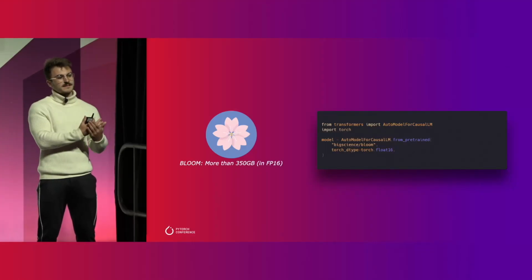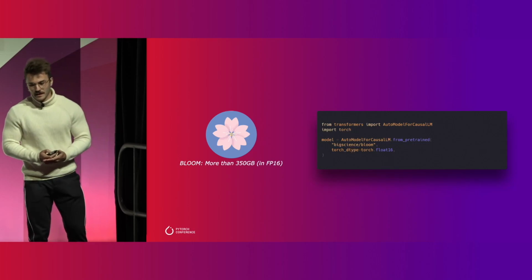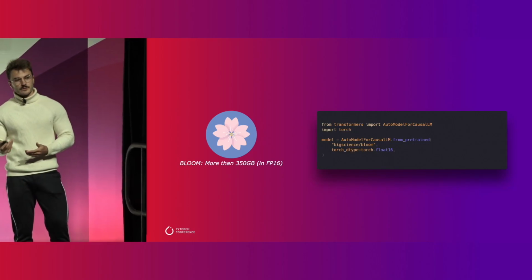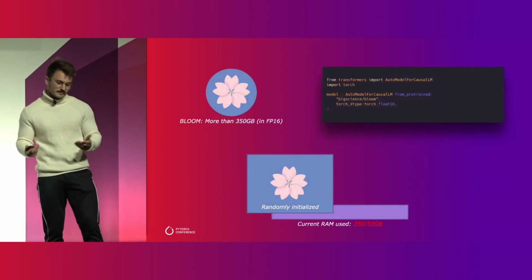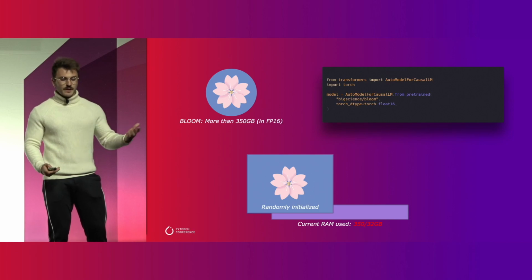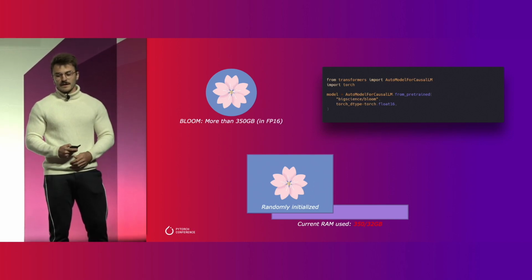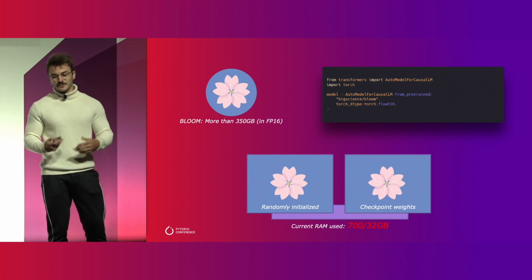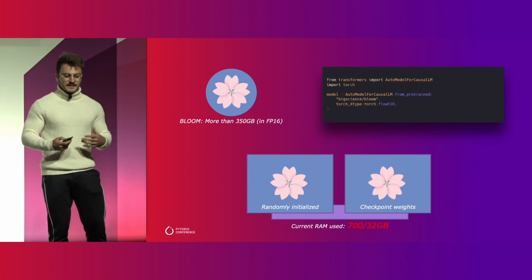And so the traditional workflow when loading a model in PyTorch is that you first start by initializing a model with random weights, and then you load the checkpoints in memory. Once you have this checkpoint loaded in memory, you take this and you put it inside the randomly initialized model. However, with Bloom, that weighs 350 gigabytes in FP16, this doesn't really work on a traditional system with 32 gigabytes of RAM. As soon as you randomly initialize the model, you're running out of RAM. And then when you load the checkpoint weights, you're at 700 gigabytes, and this just doesn't really work.